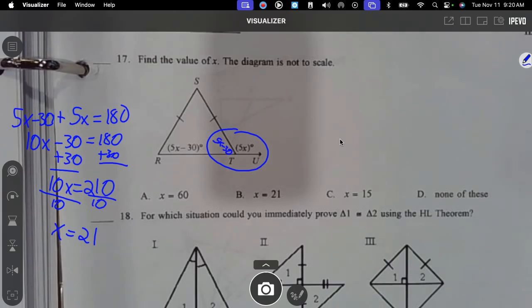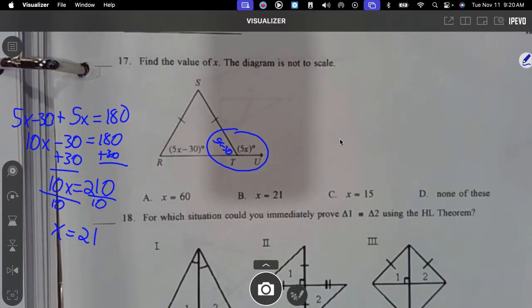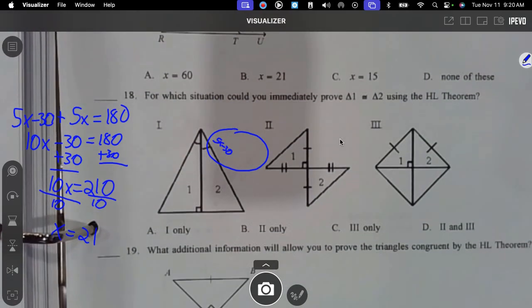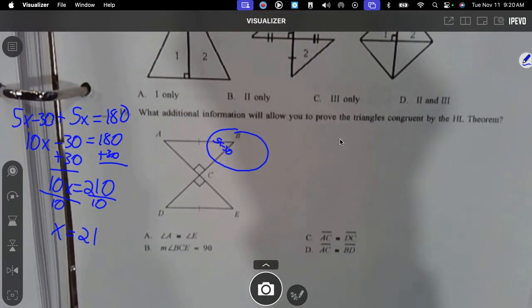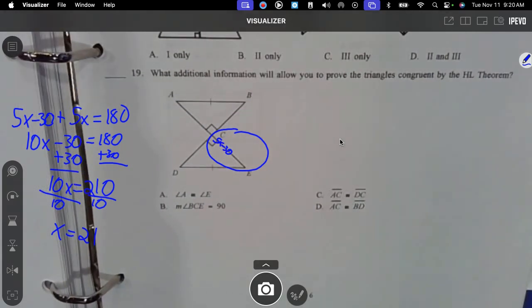I know. Got it? Okay. Anybody else still writing? We got it. The next one is number 19. Okay, number 19 says, what additional information allows you to prove that the triangles are congruent by hypotenuse leg?